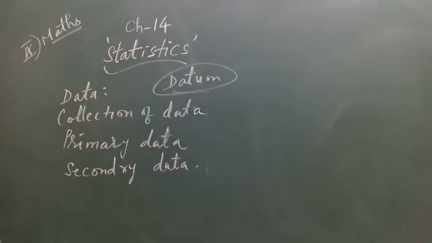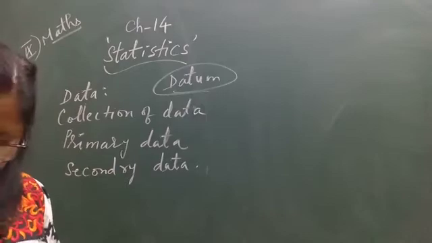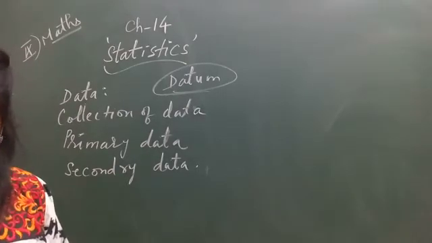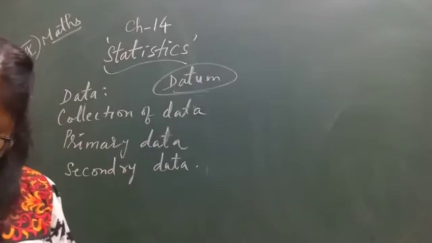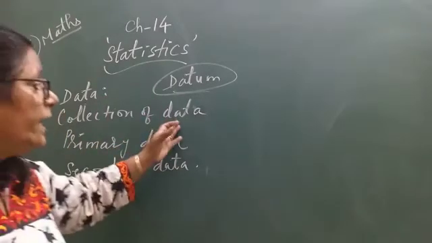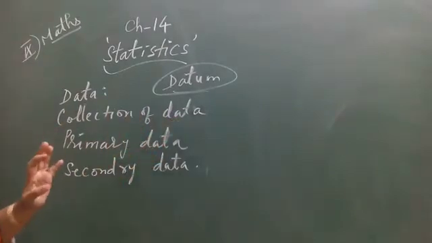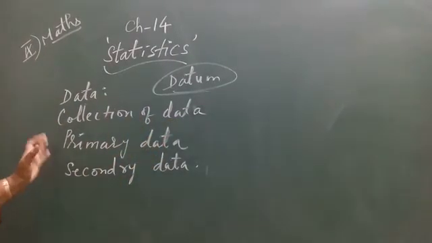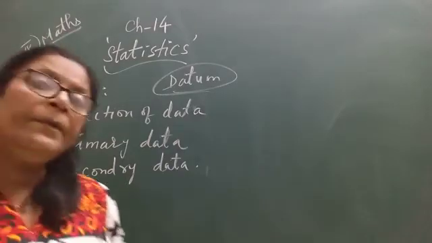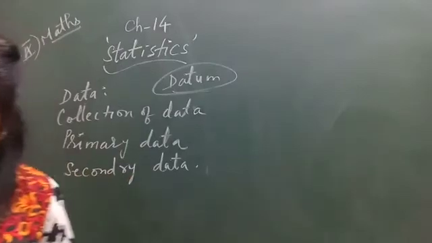So stat is used in two different contexts. In the plural sense it means numerical data. In the singular sense it means the subject dealing with data analysis. Now the data which is collected is of two types, primary data and secondary data. Now what is the difference between primary data and secondary data?